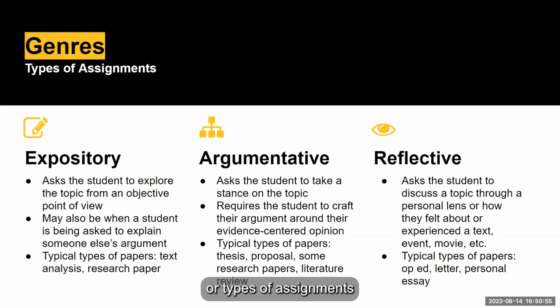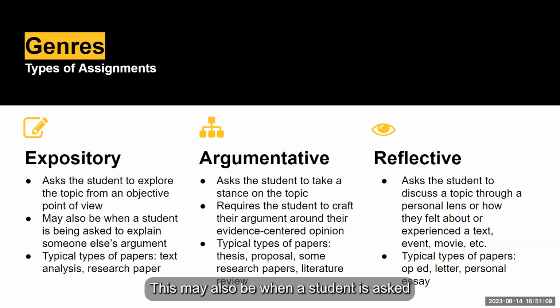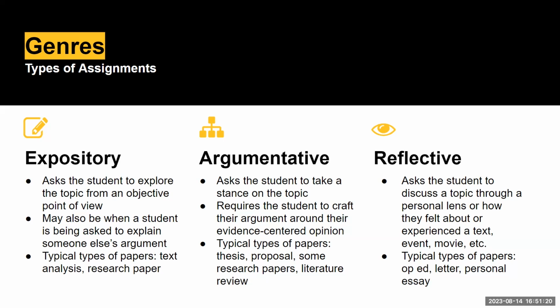There are three genres or types of assignments that academic writing most often fall into. The first is expository. These assignments ask the student to explore the topic from an objective point of view. This may also be when a student is asked to explain someone else's argument. Typical types of expository papers are text analyses or research papers.